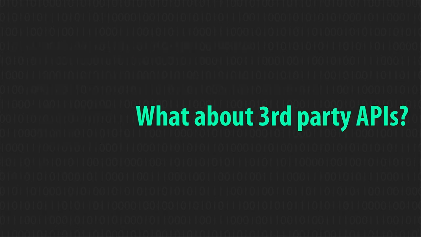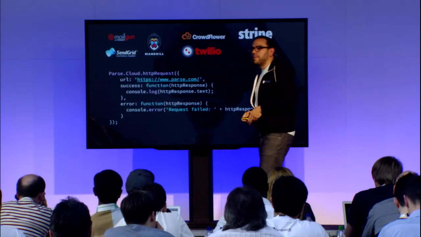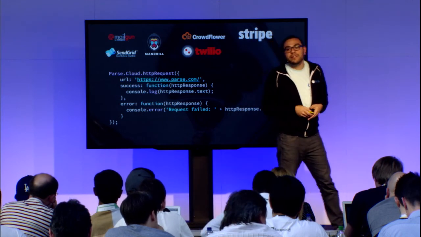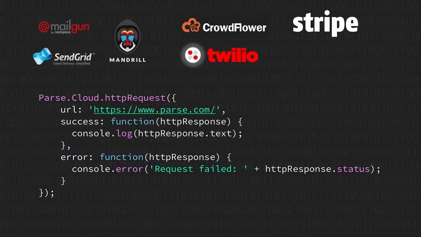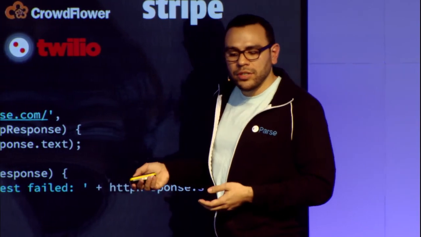So something else that you might use Cloud Code for is to integrate with third-party APIs. So let's say instead of sending push notifications, you want to send emails or text messages. We have actually partnered with many companies that allow you to do that. Or you can even process payments, credit cards, on the cloud using Stripe. If you want to use a third-party API that's not already available as a built-in module, you can use HTTP request to talk to any URL. So you can basically talk to any API.